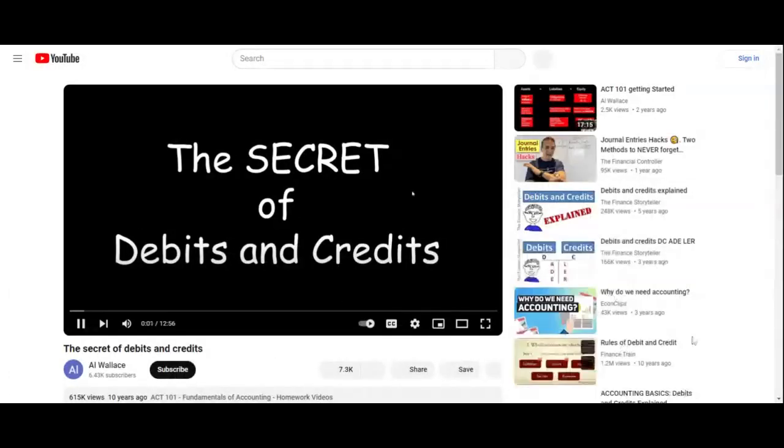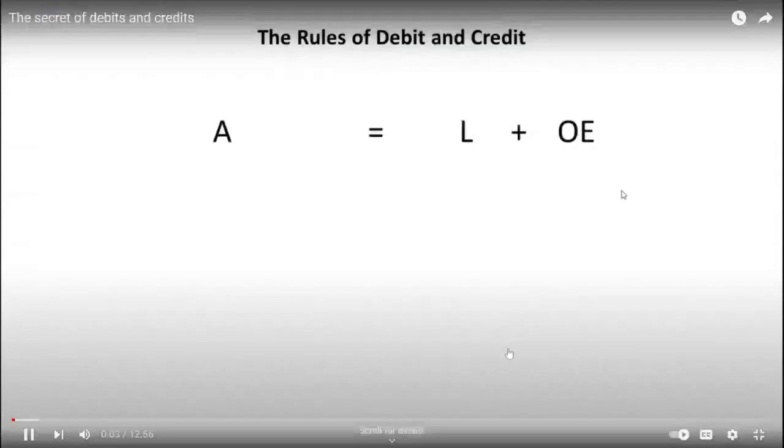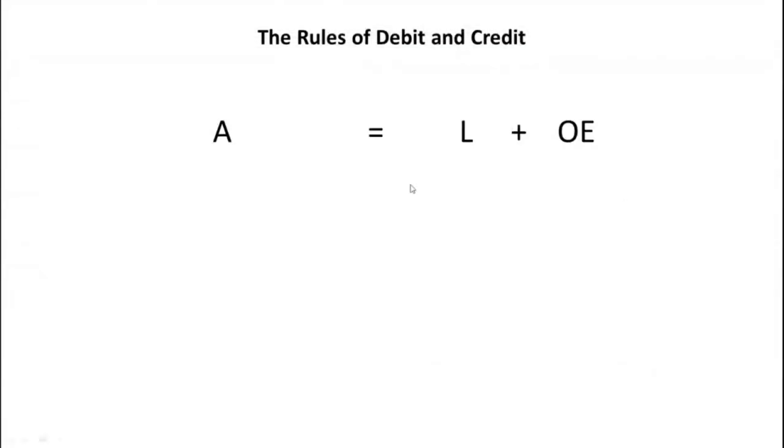The secret of debits and credits. Let's start with our accounting equation. Assets equal liabilities plus owner's equity, and we know that both sides have to always stay the same, and whatever happens on one side, the same thing has to happen on the other side. We all should know that by now.